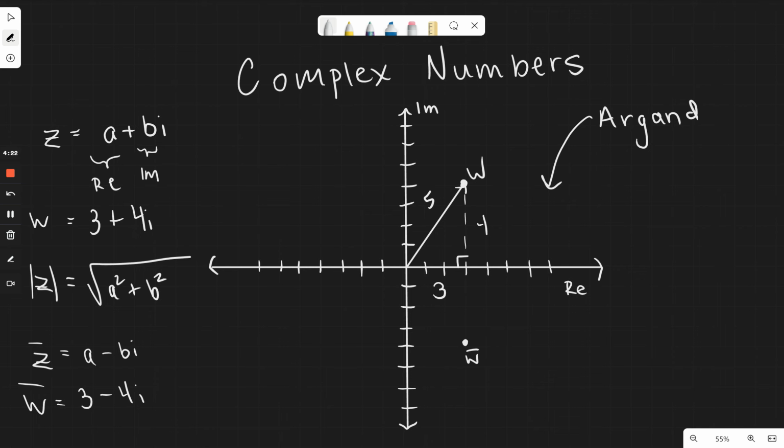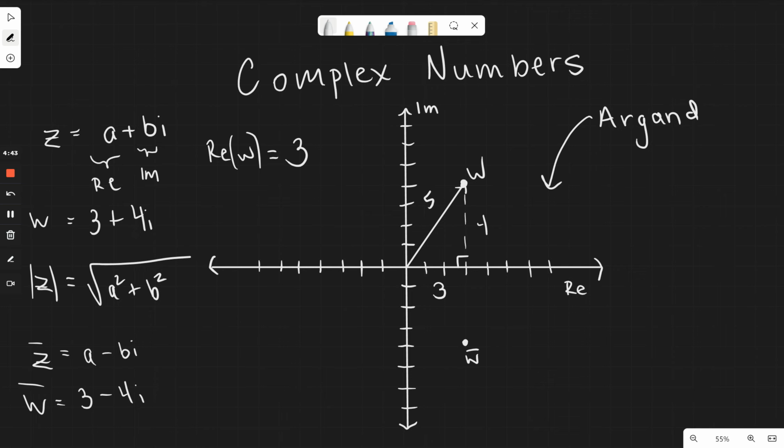So like I mentioned, this is the real and this is the imaginary. Sometimes you'll see them ask for the real component of z or something. Let's say the real component of w. If you see this, don't be weirded out. It's just going to be 3, right? Because that is the real component of w.